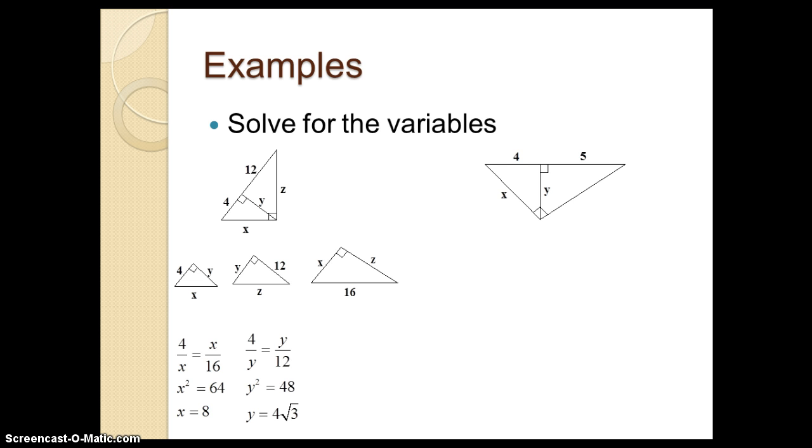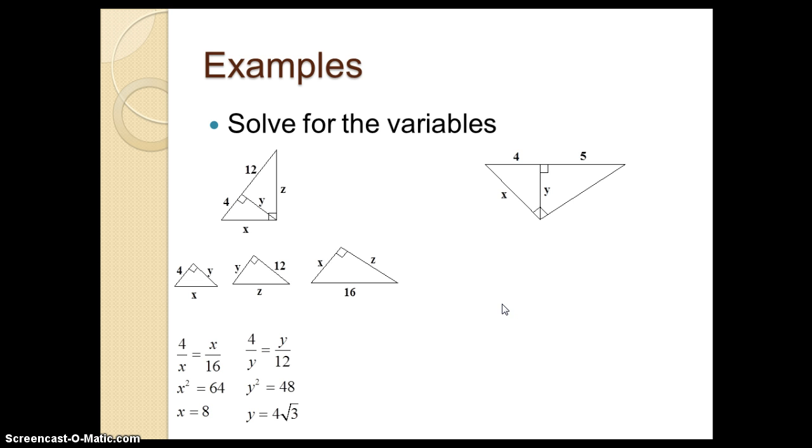Y, I notice that y in the medium triangle is related to 4 in the smaller triangle, so 4 to y. And then again in that smaller triangle, y is related to 12 in the medium triangle. 4 to y equals y to 12.